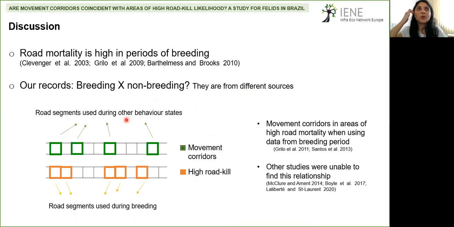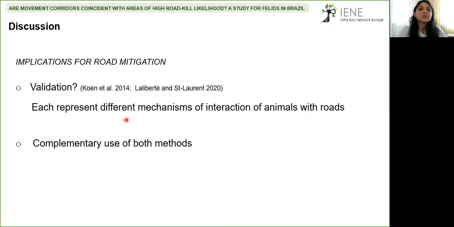And the literature shows us that some studies that found coincidence between these two approaches usually use occurrence data to model movement from individuals during the breeding period. So when we do not find any validation from each method, this does not mean that they are bad models, but maybe that they represent different mechanisms of interaction of animals with roads. So we suggest a complementary use of both methods when you think about mitigation.